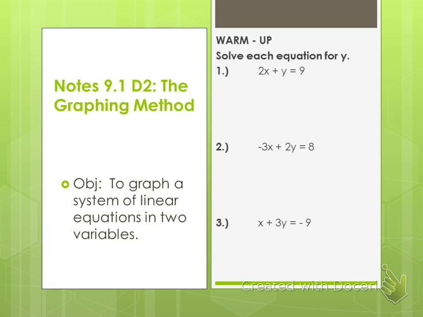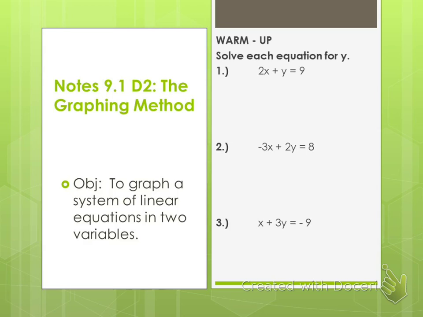However, this time the equations may not always be in slope-intercept form in the beginning. So that is why our warm-up is to solve these equations for y. Essentially, we will be putting them in slope-intercept form. Who can tell me how they got y by itself on number 1?